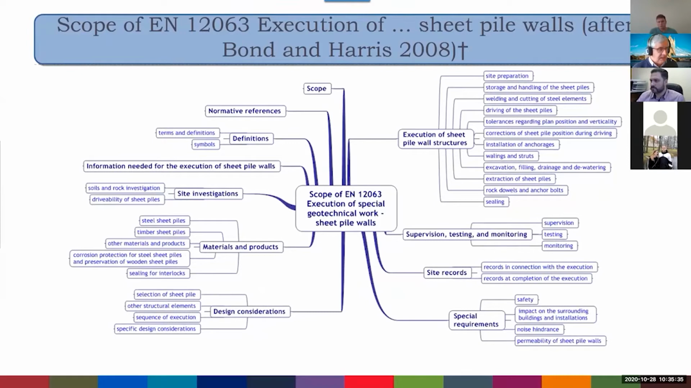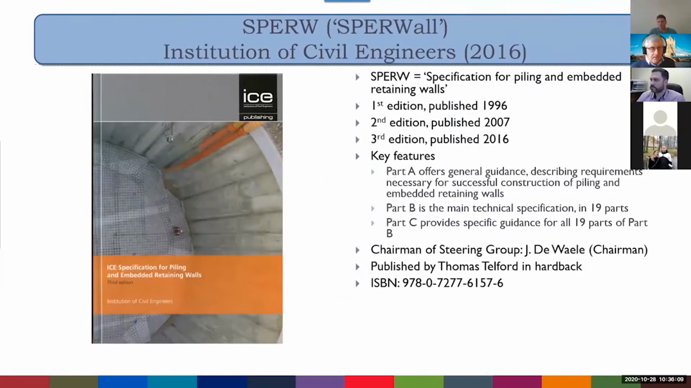So here we're talking about steel piles, timber piles, other types of pile. We're talking about corrosion protection, sealing for interlocks. On the right-hand side, welding is important for sheet pile walls to prevent out-of-plane bending. Driving of sheet piles is very important, makes a big difference to the performance. Tolerances on plan position, out of tolerance, wailings and struts, all these sorts of things are covered here. Again, design details, not design principles here. Now, I'm not going to show you all the other ones, but that gives you a flavor of what is in these particular standards.